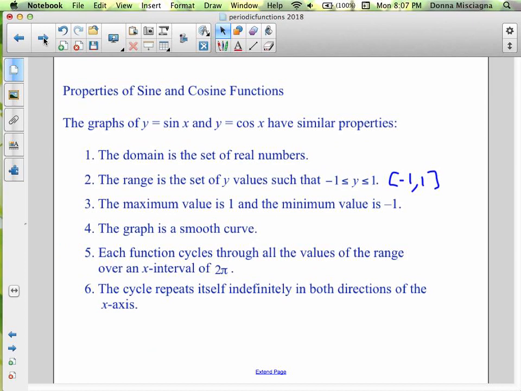Here, at the bottom of your notes, are the properties of sine and cosine. They are very similar in a lot of ways. Their domain is the set of all real numbers, or you can write that as negative infinity to infinity. Their range is from -1 to 1, which you can write in interval notation, or set notation, excuse me. The maximum value is 1, the minimum value is -1. The graph is a smooth curve. Each function cycles through all the values of the range over an x interval of 2 pi, and the cycle repeats itself indefinitely in both directions on the x-axis.